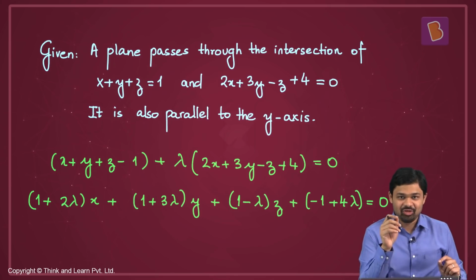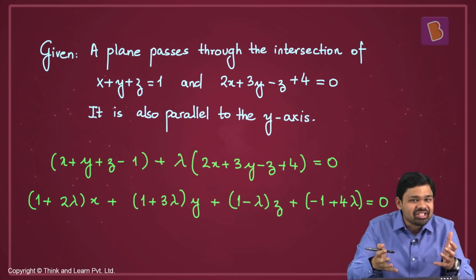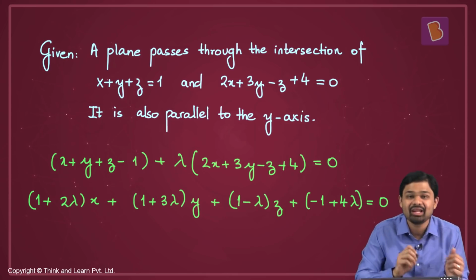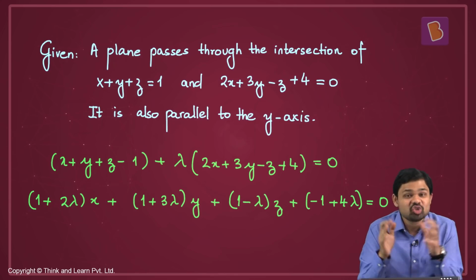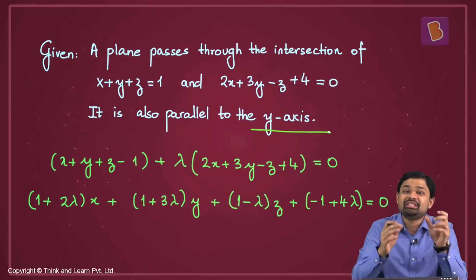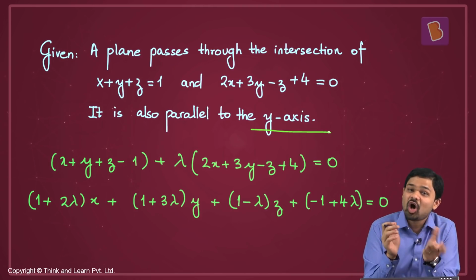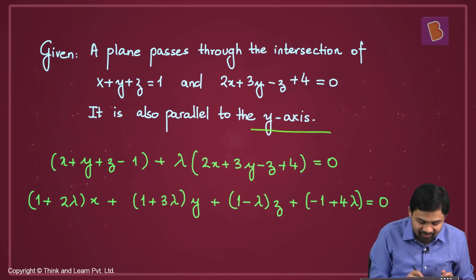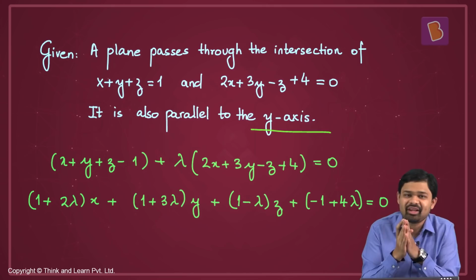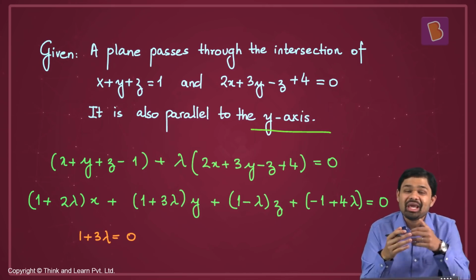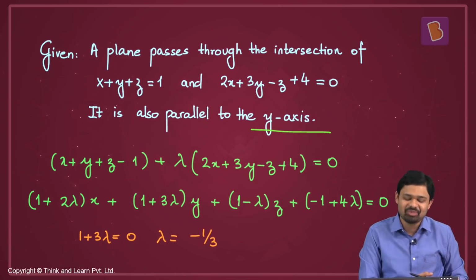And they've given us a condition. What is the condition that they've given us? The condition that is given to us is the fact that it is parallel to the y-axis. So if it is parallel to the y-axis, this means the direction ratio of the normal to the plane in the y direction is going to be 0. So my 1 plus 3 lambda, which is basically the direction ratio of the normal of the plane in the y direction, is going to be equal to 0. So 1 plus 3 lambda equal to 0 immediately gives me the value of lambda to be equal to minus 1 by 3.